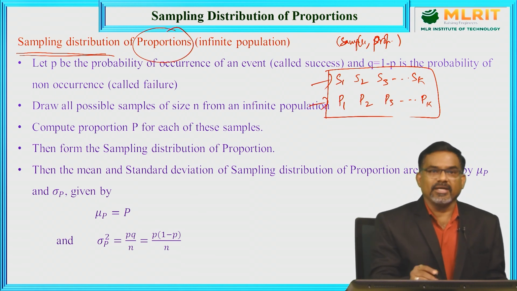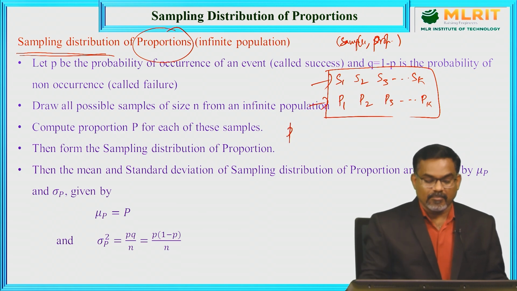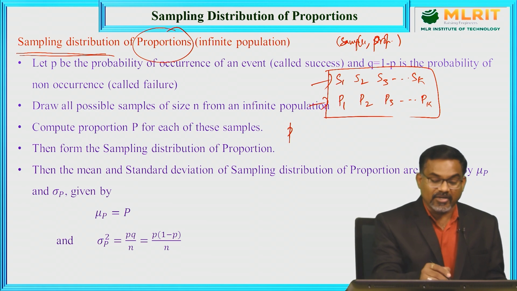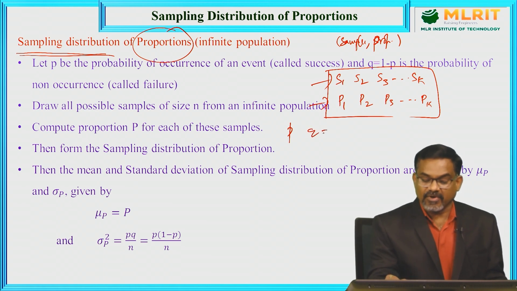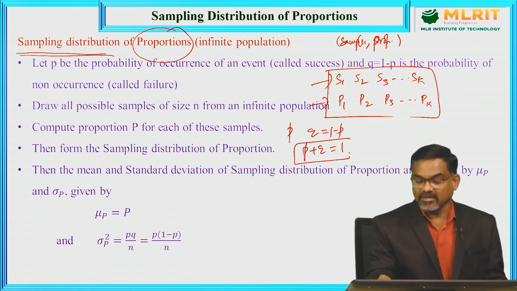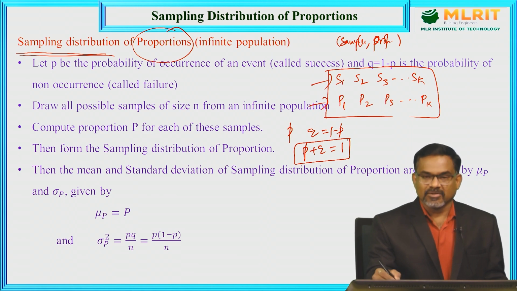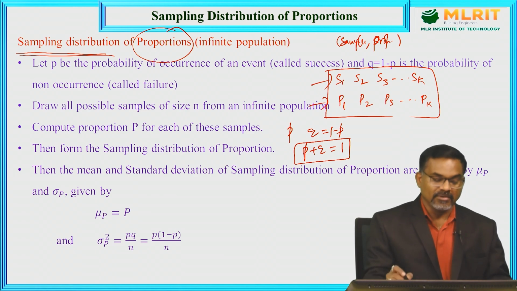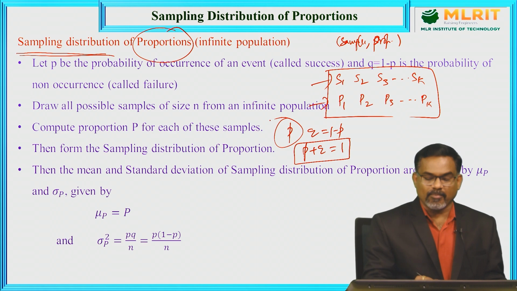Now, let p be the probability of occurrence of an event, which can be considered as success, and q, where q is 1 minus p, since p plus q, the total probability, must be 1. So, q is the probability of non-occurrence, which is considered as failure. We know that the total probability is always equal to unity. So, here p is the probability of success.